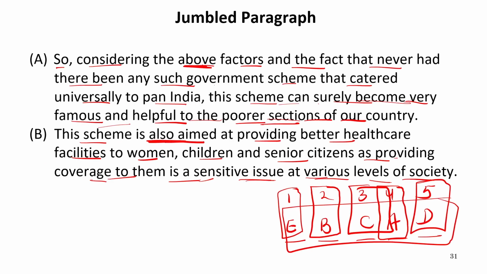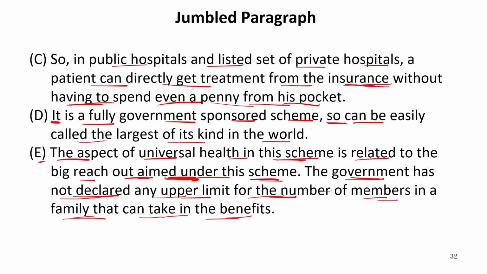So, considering the above factors and the fact that never had there been any such government scheme that catered universally to men in India, this scheme can surely become very famous and helpful to the poor sections of our country. It is a fully government-sponsored scheme, so it can be easily called the largest of its kind in the world. So this will be the correct sequence of these sentences.